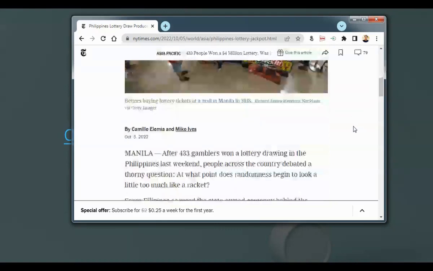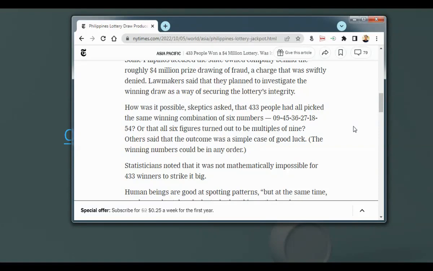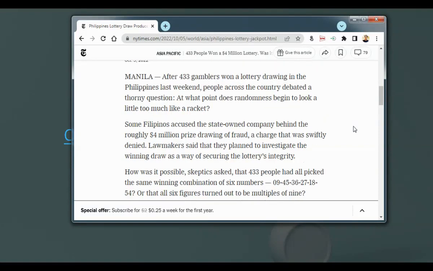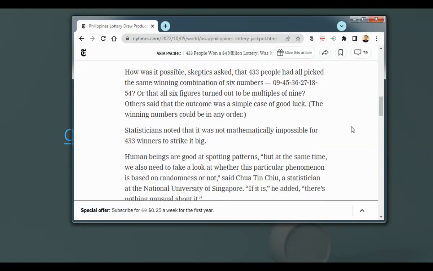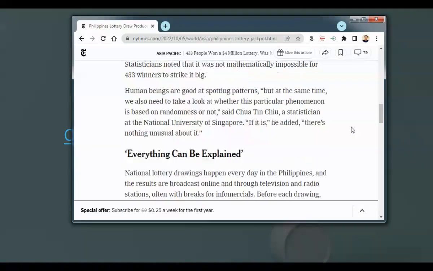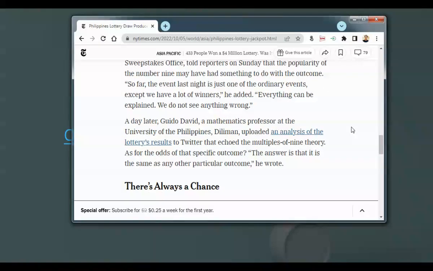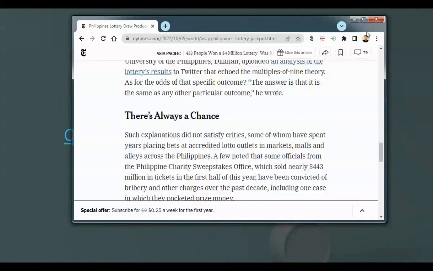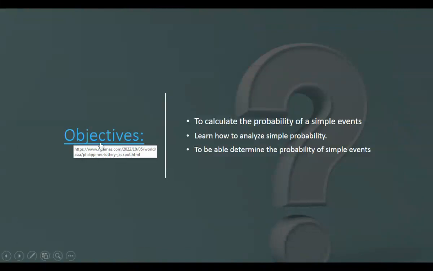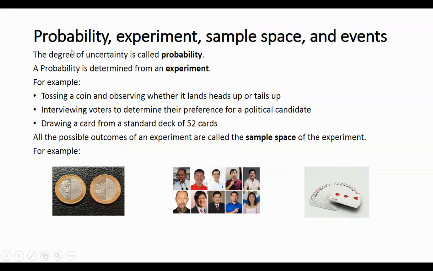There are lots of conspiracies about this, whether it is a fraud. But of course, as a believer of science, especially mathematics, as a math teacher, as a math professor, everything is possible. That is why if you're talking about probability, there's always uncertainty.